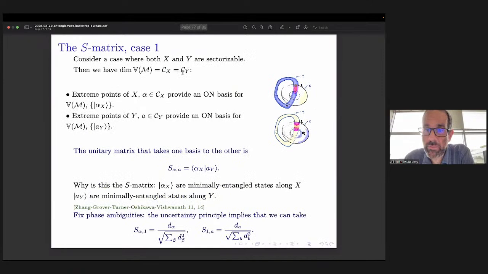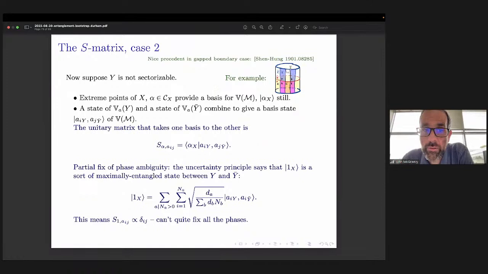If one of them is not sectorizable, such as in this case of the cylinder with gapped boundaries, the extreme points of x still provide a basis. But now, in order to construct a state on the whole manifold from states on y, I need a state not only on y, but also on y bar. And then I glue them together. These states are labeled by some extra label I, which lives in the fusion space.